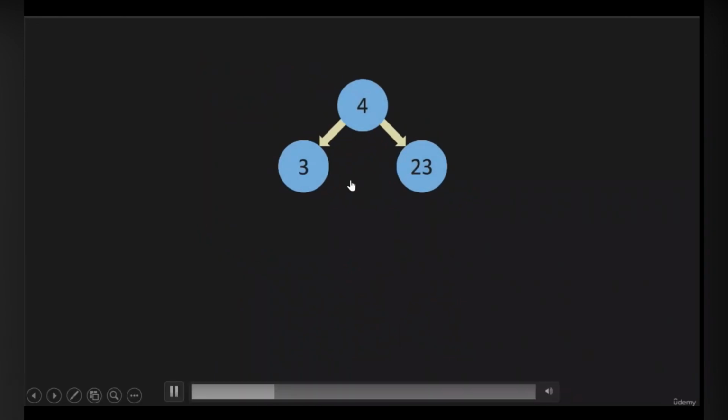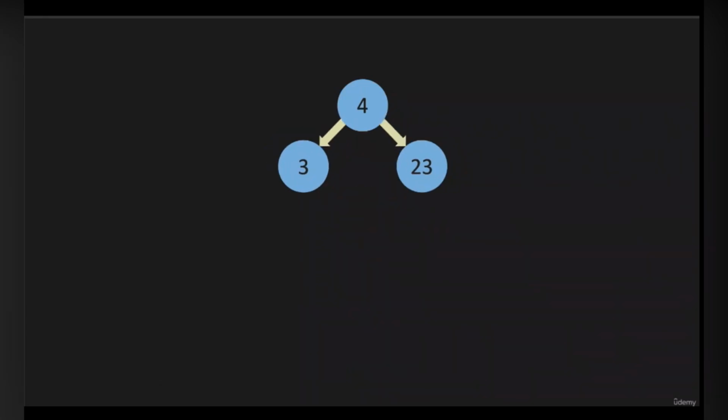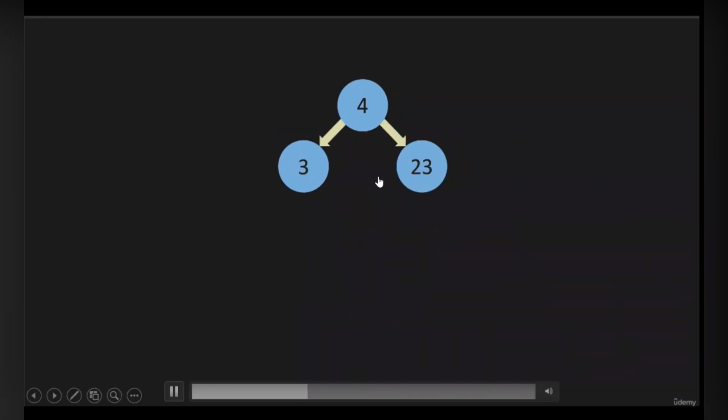In a tree, you can have multiple children for a single parent node. You can have 3 children, you can have 100 children. But in our specific course content, we shall be only studying the binary search tree. And in a binary search tree, there are only 2 children per node, as you can see here.